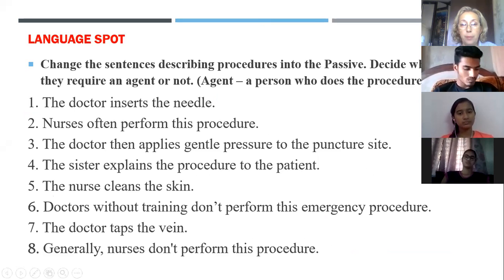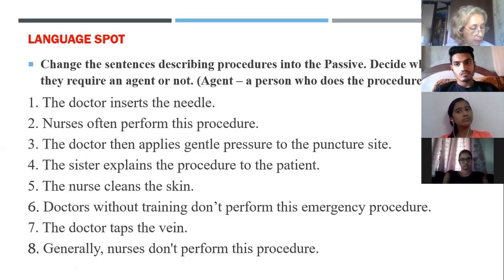So we were speaking about the passive voice and how passive voice is formed. And so here we need to change the sentences into passive voice, and we should decide whether these sentences require an agent or not. Well, let us listen to Lahari.